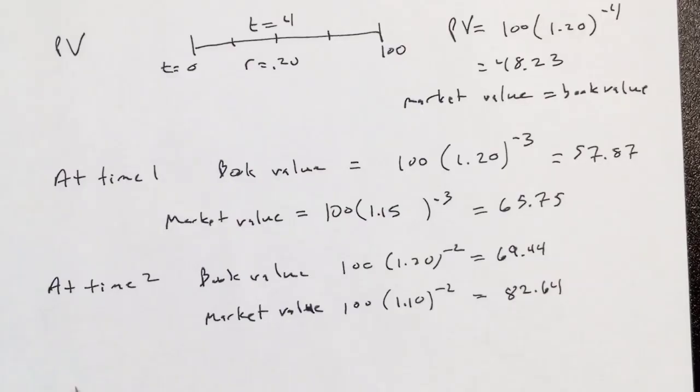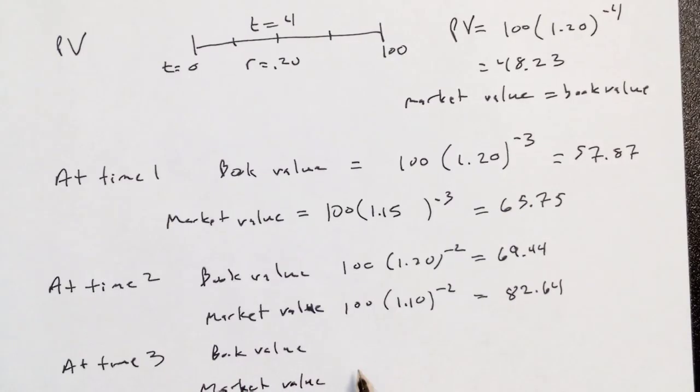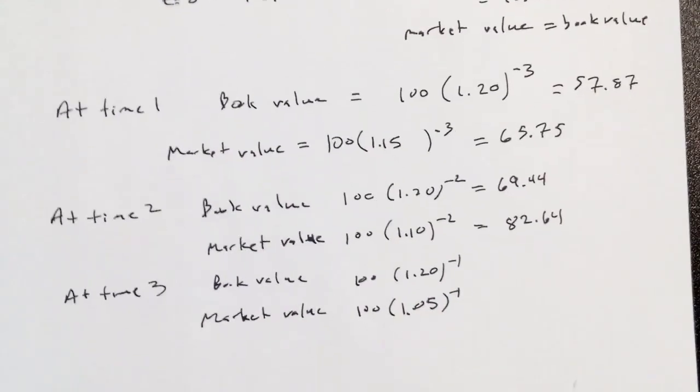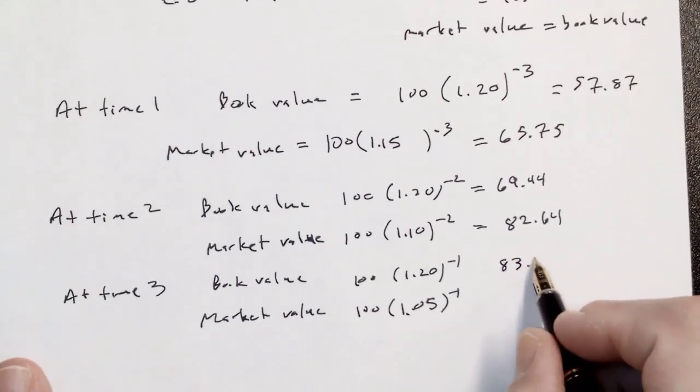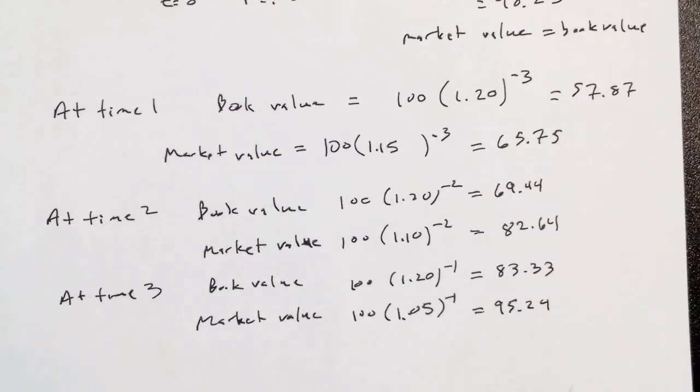If I do it again at 3 years, I'm now using 5% for the market value because I'm using the spot rate for something 1 year out in the future. So there's a substantial difference in what's happening here.